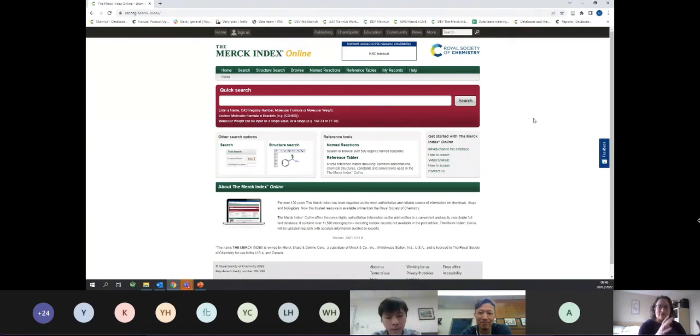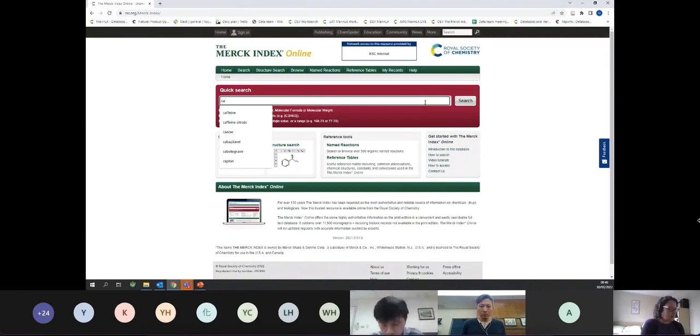So this is what our website looks like. As you can see, we have a very big search box in the middle, and this is our quick search. When you come to the MerckIndex online, this is really your first place that you want to search. This is good for if you just know the name of the substance you're looking for, or even if you know the CAS number, you can just type directly into the box and you will get to your results.